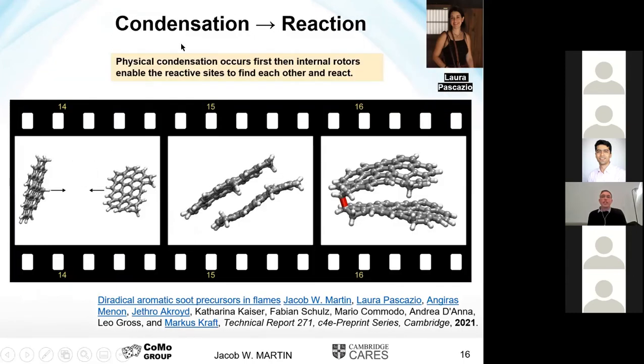So what we see here is this physical condensation process occur, which then allows internal rotors, which have been mentioned for a long time in the literature, probably most recently by Frank and Mabel in 2020, where the molecules condense and then they're able to rotate, and then the reactive sites are able to find each other. And we find that these molecules are able to do this above their boiling point. So this means that the molecules are physically interacting, but there's not enough physical interactions for them to actually condense. And you can see that bond being formed.